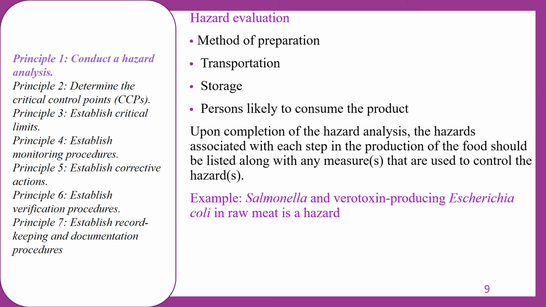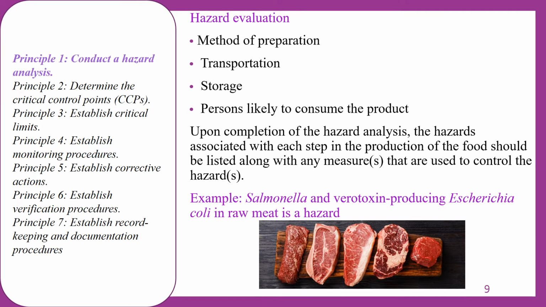Upon completion of the hazard analysis, the hazards associated with each step in the production of the food should be listed along with any measures that are used to control the hazards. The term control measure is used because not all hazards can be prevented, but virtually all can be controlled. More than one control measure may be required for a specific hazard. On the other hand, more than one hazard may be addressed by a specific control measure. Example, for the pasteurization of milk.